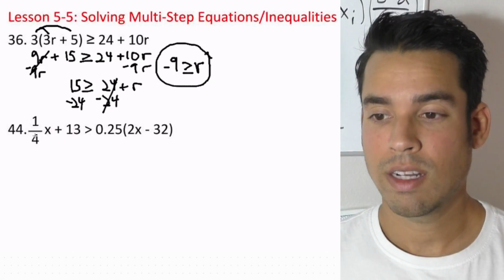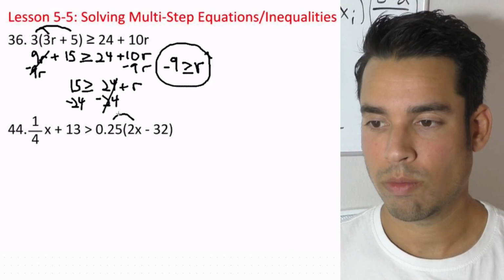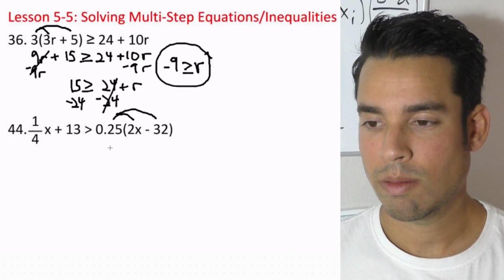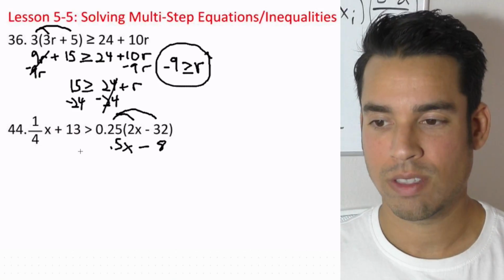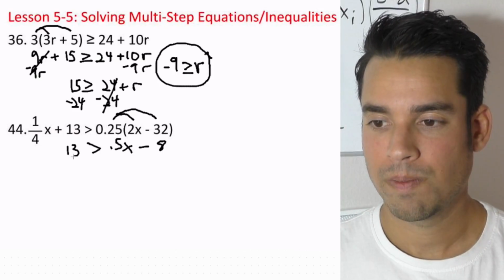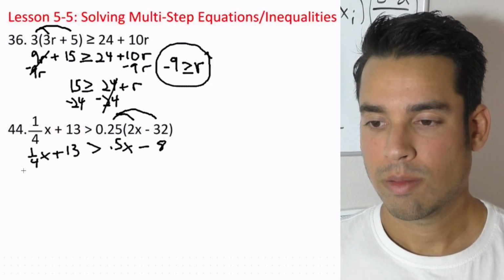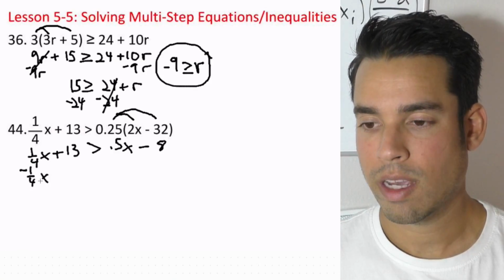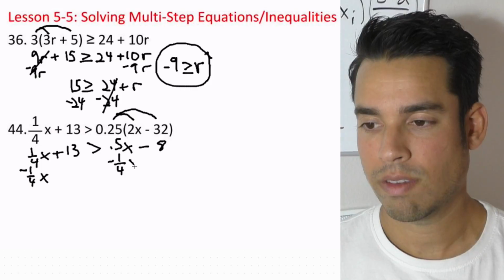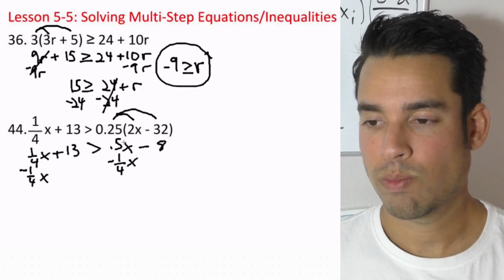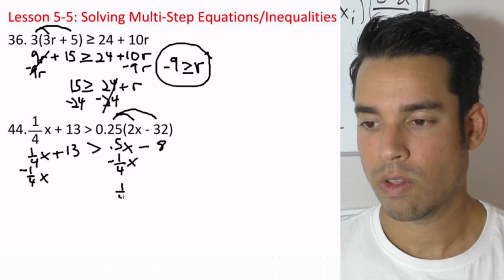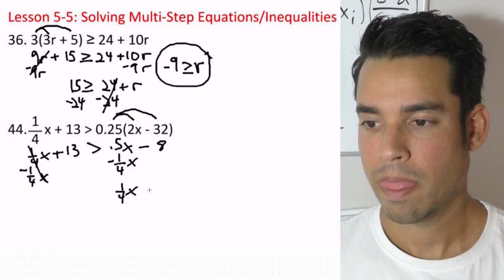That's 36. Finally, let's do 44. Same thing. Execute the distribution first. So what's 0.25 times 2? That's 0.5x. Minus, what's a quarter of 32? That's 8. It's basically 1/4 of 32, which is 8. Less than 13, and this is 1/4 x here. Now, again, I'm going to subtract 1/4 x. Doesn't matter which way I do it, but I'm just choosing to do it this way because I know I'll get a positive x. That means now we have, what's 1/2 minus 1/4? That's 1/4 x. These guys cancel out. Minus 8 is less than 13.